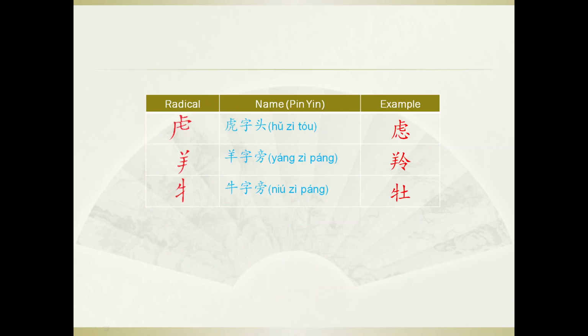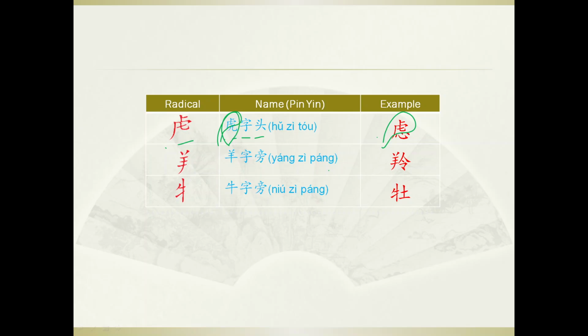Now let's check out the second set of radicals today. They are all about animals. The first one, 虎字头, tiger. So this radical is the top part of this word and usually sits on top of a word.